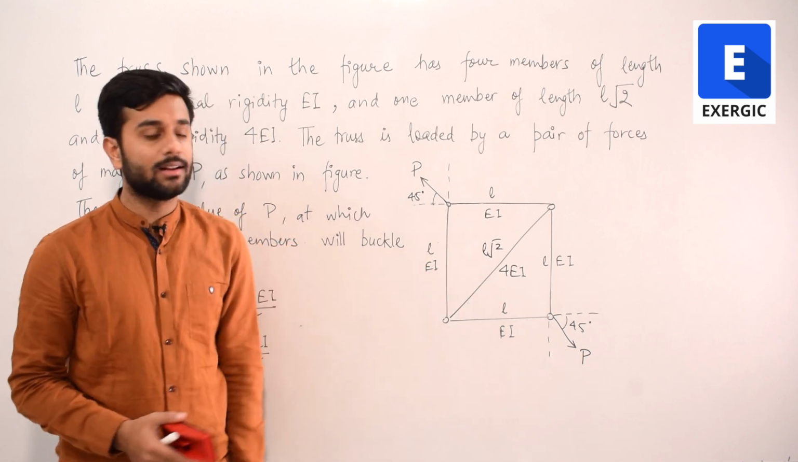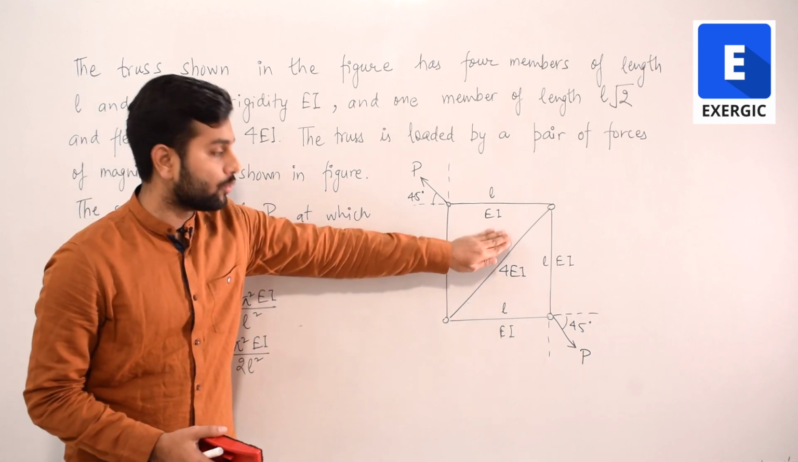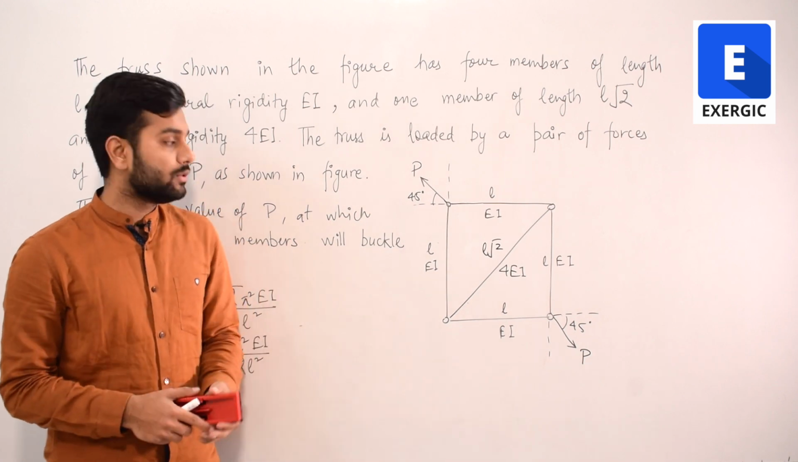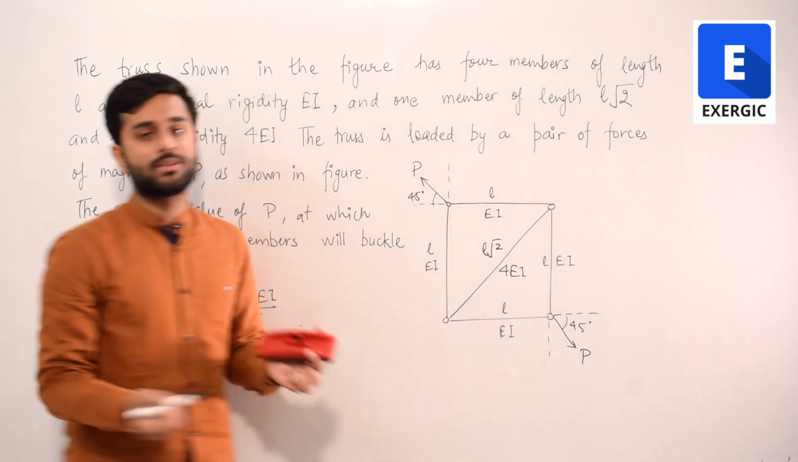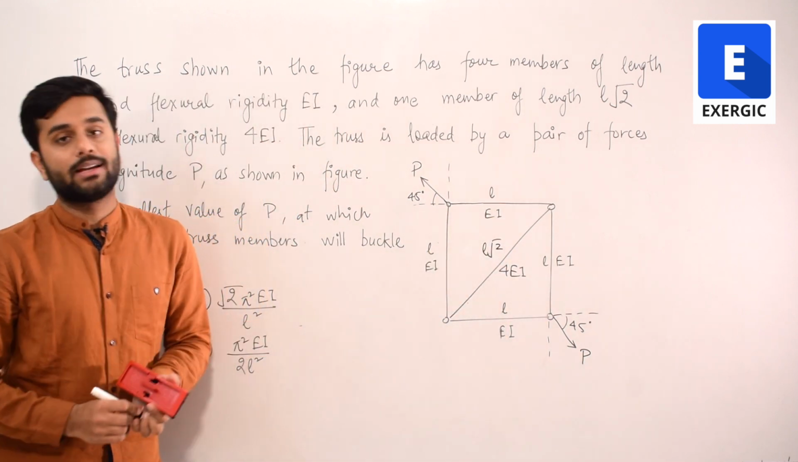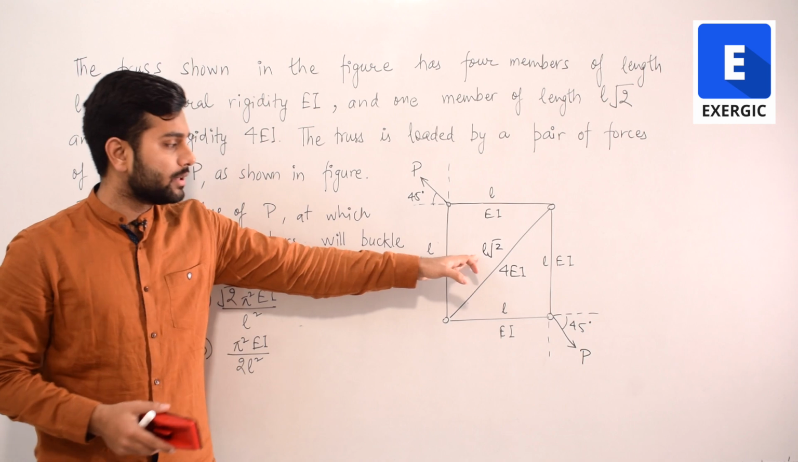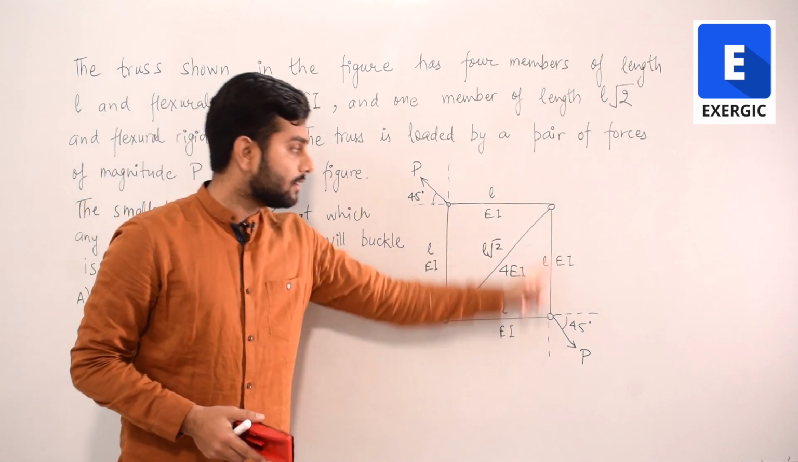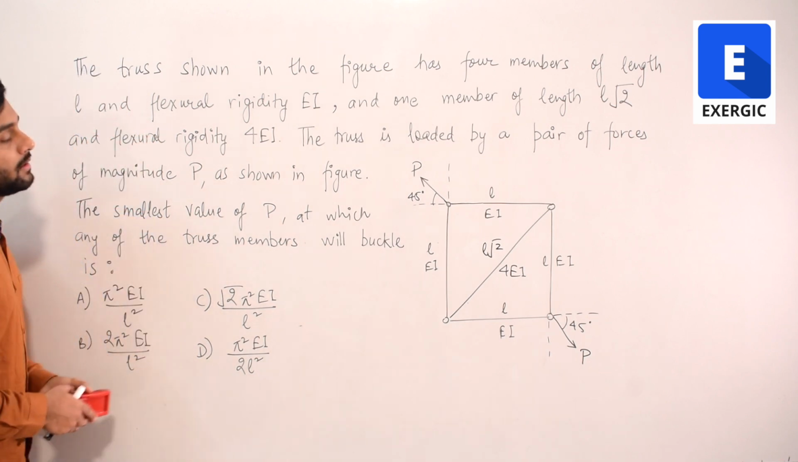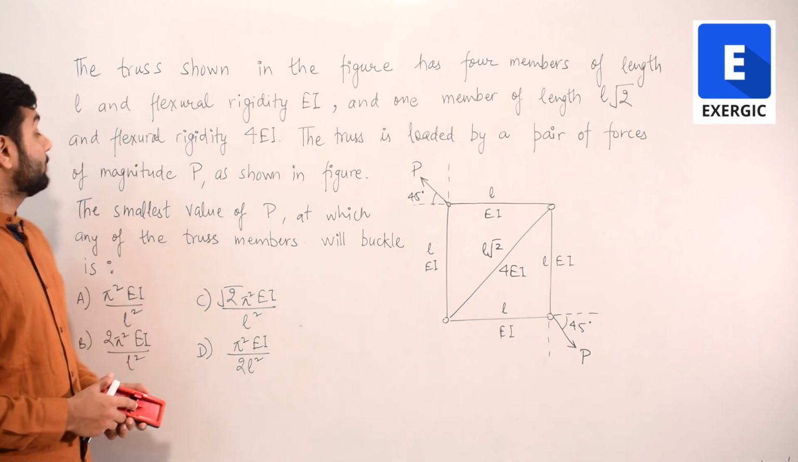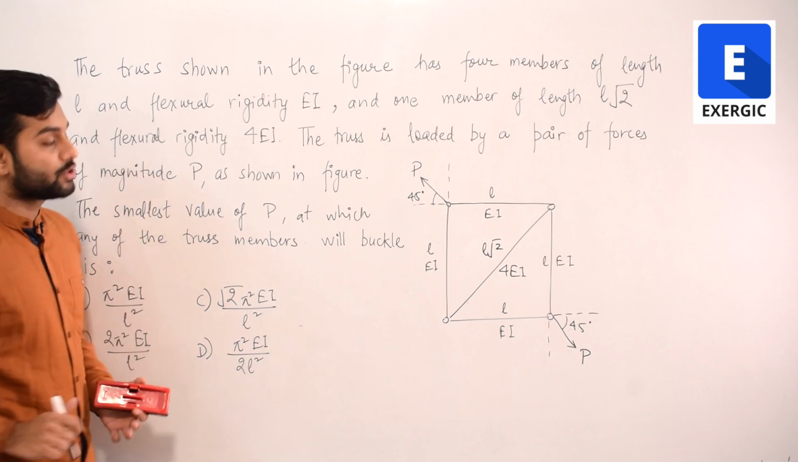It was also possible that the question could not have given L root 2 and it would have told you that this angle is 90 degrees, that it's a right triangle. So using the Pythagoras theorem you can calculate that. Here it has given L root 2, so it clearly tells you that this is a right triangle. Both of these are right triangles. The truss is loaded by a pair of forces of magnitude P as shown in the figure.